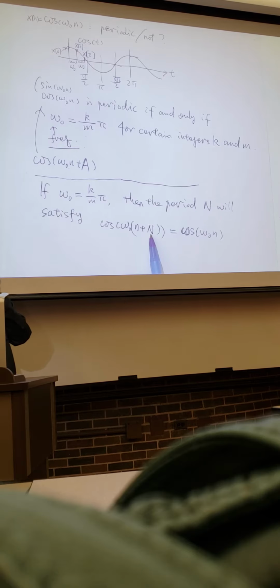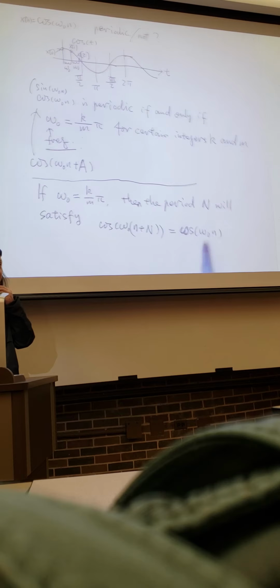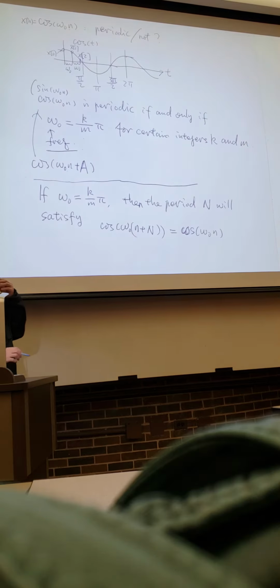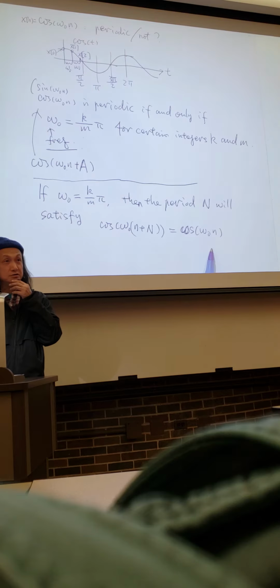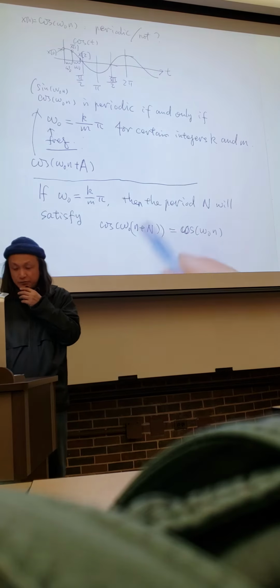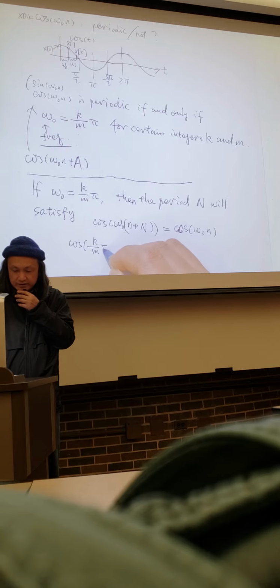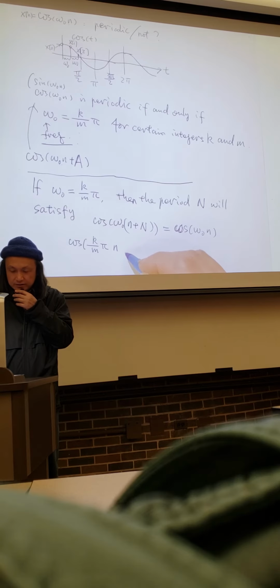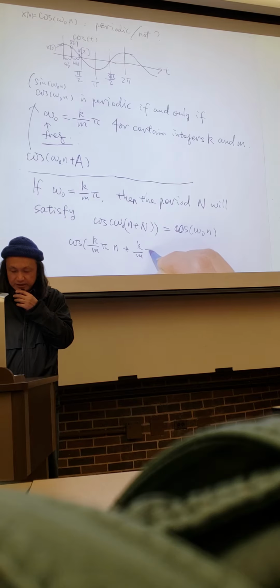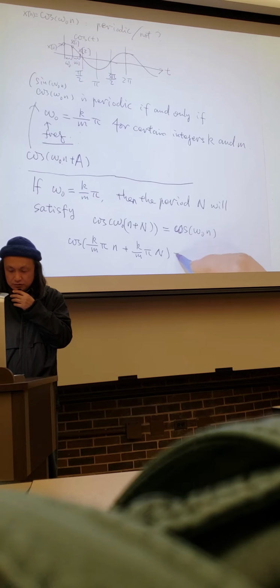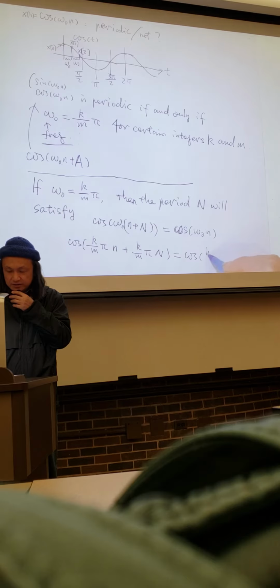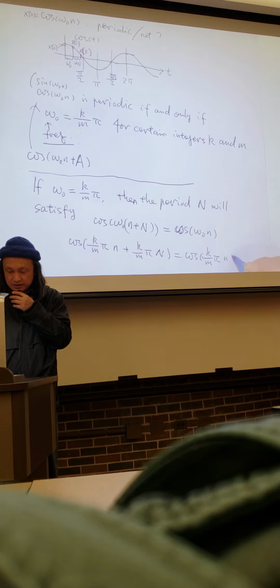When you add that N to the time, you will have the same value. Okay? So we have this one. That capital N has to satisfy this condition. Now I plug in omega naught. It is cosine of k over m pi times lowercase n plus k over m pi times capital N equals cosine of k over m pi times lowercase n.